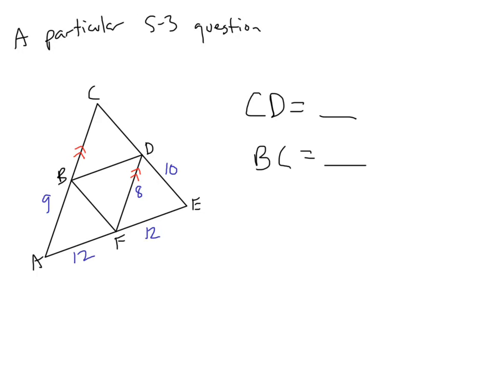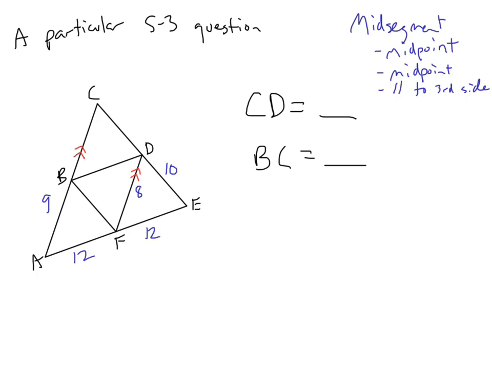All right, the key here is identifying the mid segment. How do you identify mid segments? Remember, each mid segment will have three things. Those three things are: every mid segment will have a midpoint, another midpoint, and it will be parallel to the third side. If a mid segment has two of these, or if a segment within a triangle has two of these qualities, then it inherits the third as well.